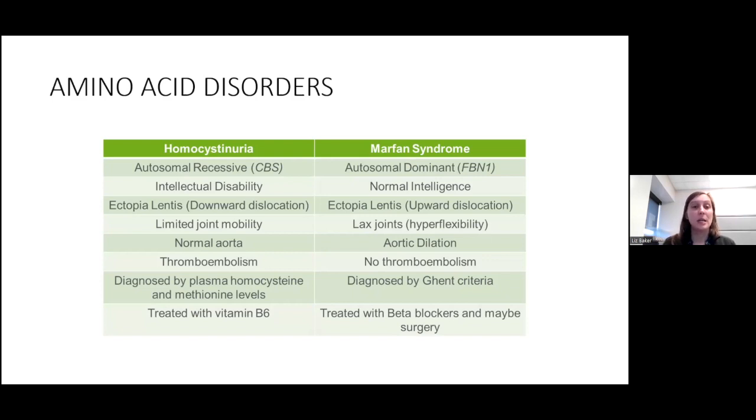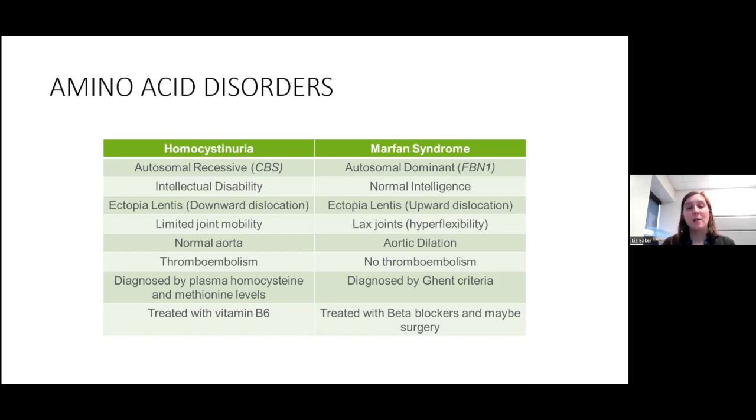So homocystinuria has intellectual disability, Marfan syndrome does not. Homocystinuria has a downward dislocation of ectopia lentis that you'll see on boards, while Marfan syndrome will have an upward dislocation. That's not necessarily seen in real life, but they do like to test that on boards. Then there's limited joint mobility in homocystinuria versus hyperflexibility in Marfan. Homocystinuria has a normal aorta, while Marfan's has aortic dilation. Homocystinuria has clots, while Marfan's doesn't.